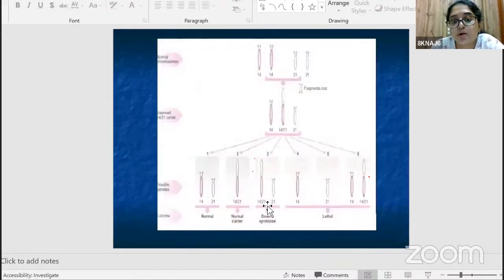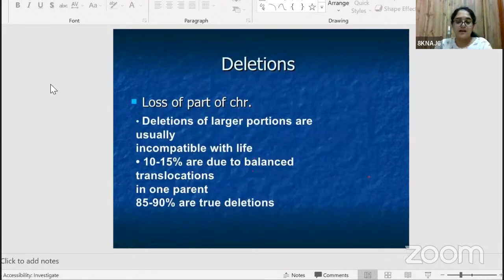So in Down syndrome also, as I have already told you, there is a particular translocation taking place, as you can see, 14 and 21. So you get a normal carrier and a Down syndrome carrier also. And in the case of deletions, you get to see the loss of a part of the chromosome. Deletions of larger portions of chromosomes, when they are deleted altogether, are incompatible with life.